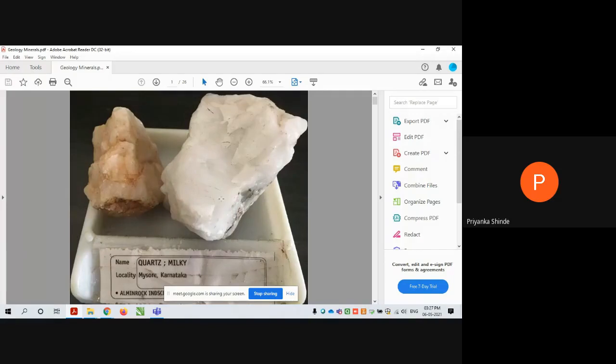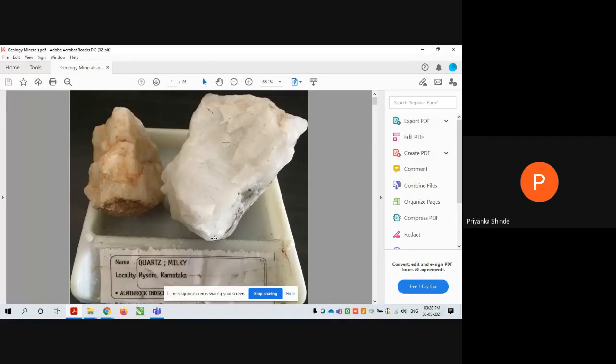What is streak? Can anyone tell? How do we find out streak? Color of the mineral powder. Yes, the color of the mineral powder. And how do we find it? By rubbing on a porcelain plate. Yes, there is a plate called a streak plate or porcelain plate on which if you rub the mineral, you can see the color of the mineral powder, and that color we write as the streak.